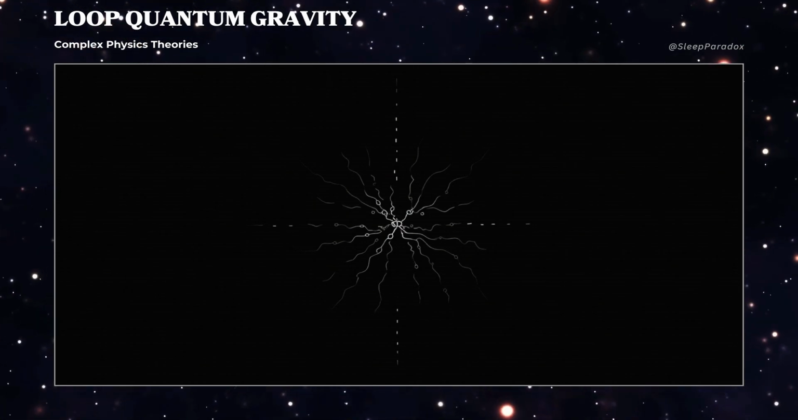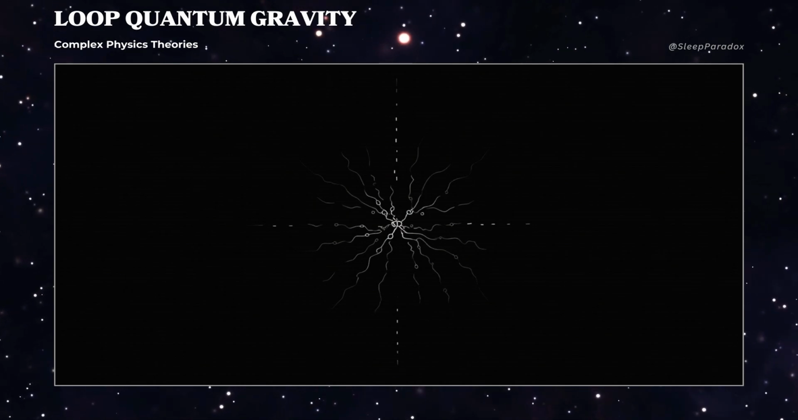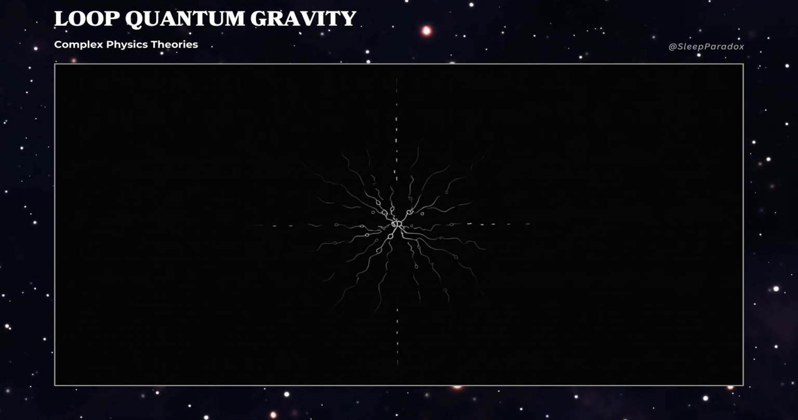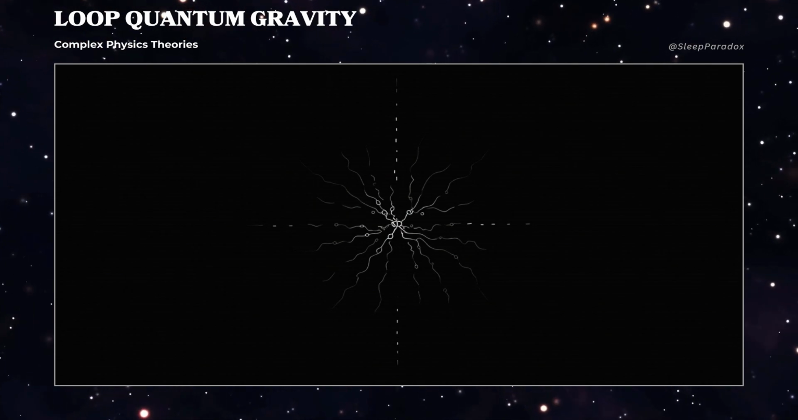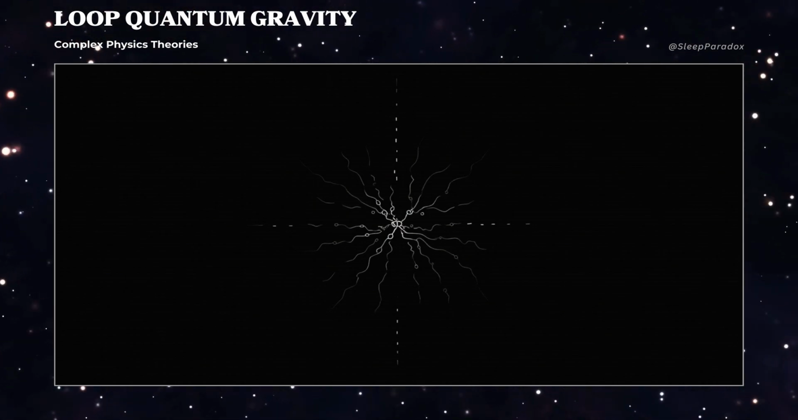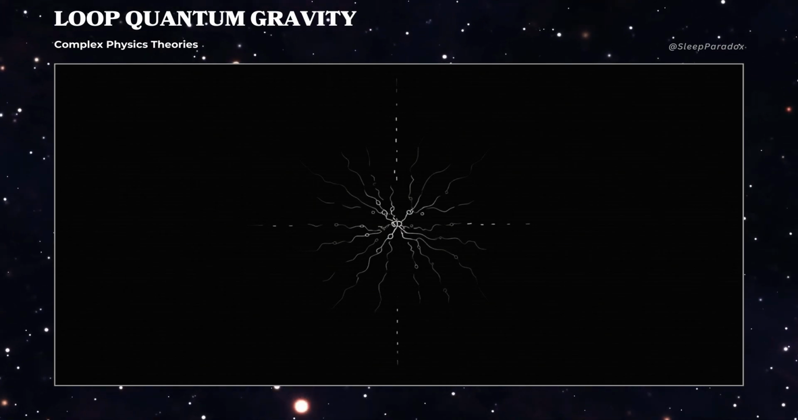Whether or not this theory turns out to be the final answer, it pushes us toward a deeper understanding of reality. It reminds us that space may not be empty, and time may not be smooth. They could be built from quantum ingredients, stitched together into the universe we live in.